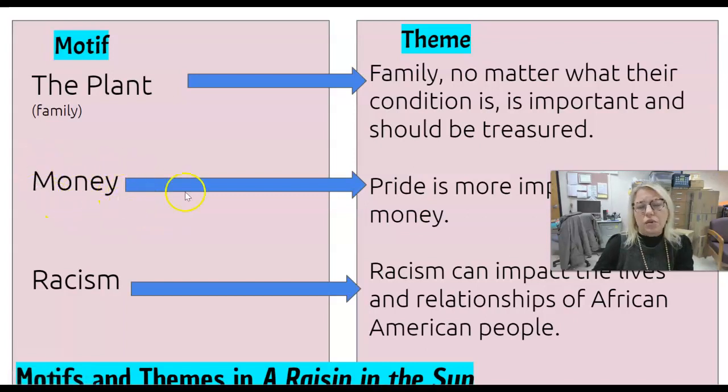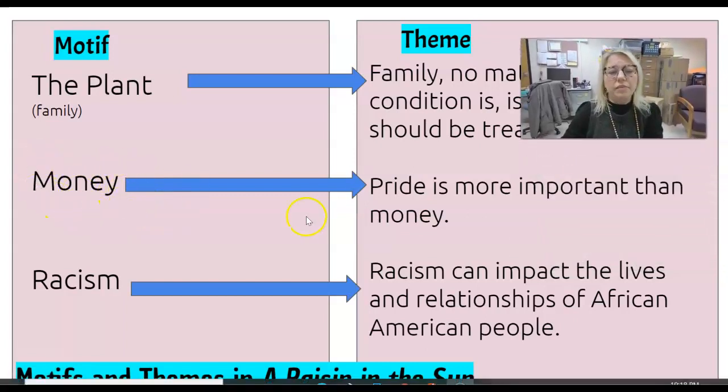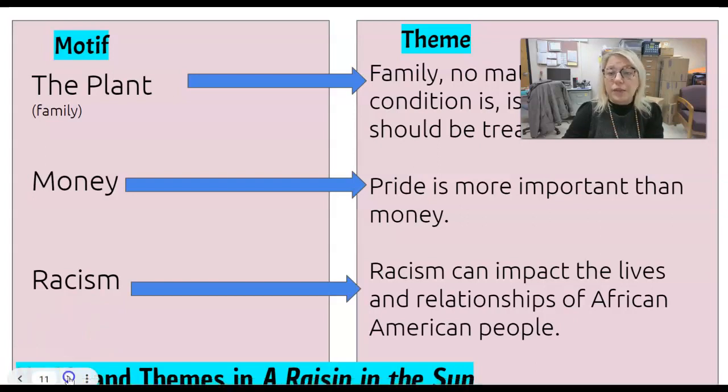So money as a motif. Pride is more important than money. Racism. Racism can impact the lives and relationships of African American people. Those are some good themes that are written in complete sentences.